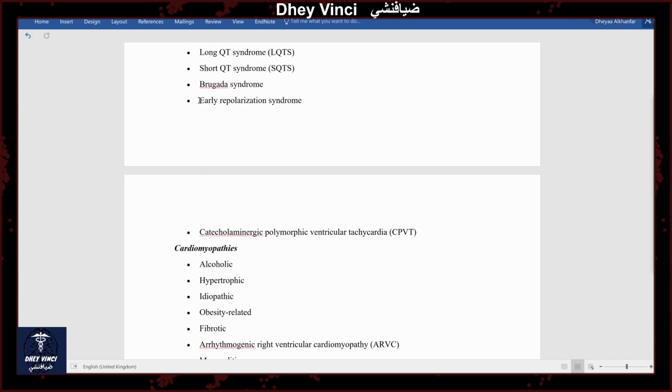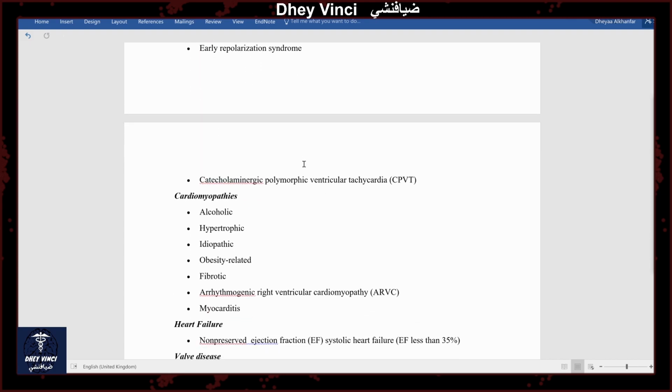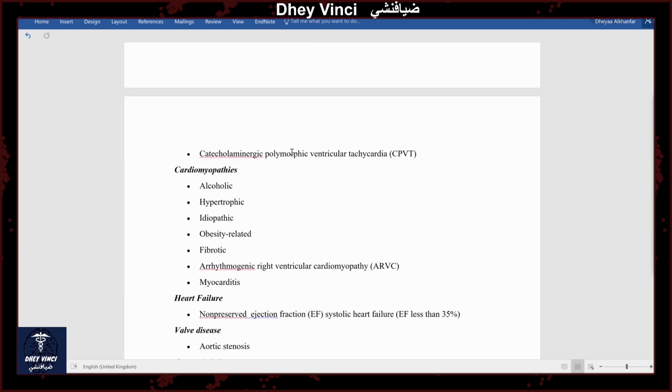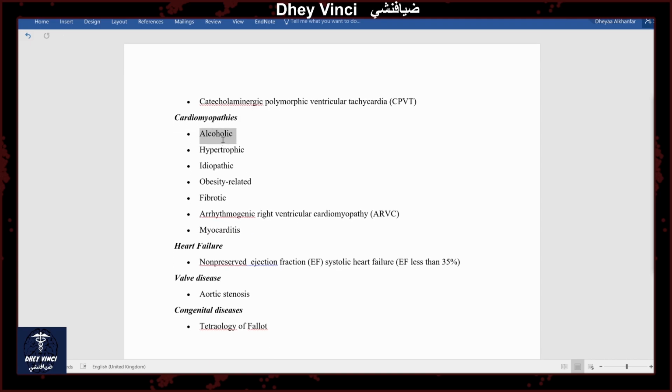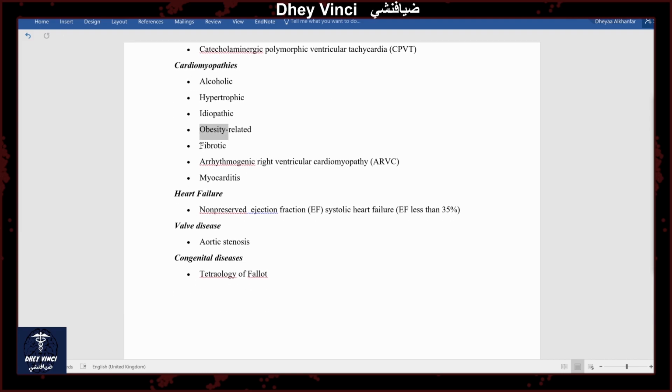But this is very, very rare. Catecholaminergic polymorphic VT. We said it shows up in childhood, so it's unlikely. Cardiomyopathies like alcoholic cardiomyopathy is a dilated cardiomyopathy, and it's less likely here. Hypertrophic possibility. Idiopathic obesity, he is obviously not obese. Fibrotic, this comes gradually, not suddenly. Arrhythmogenic right ventricular cardiomyopathy was discussed.